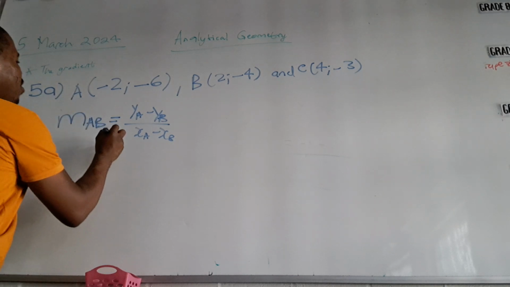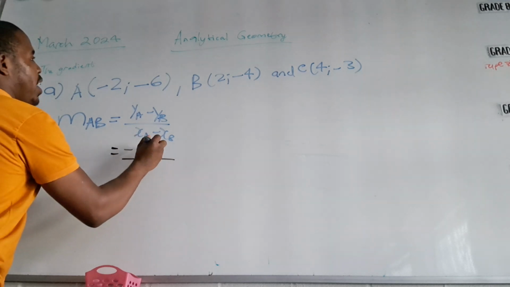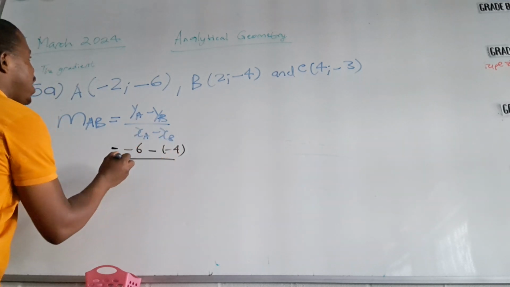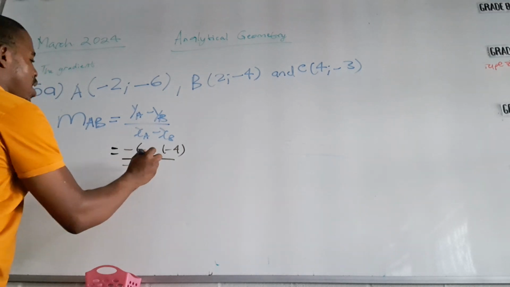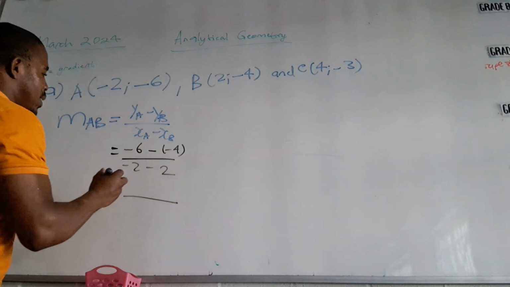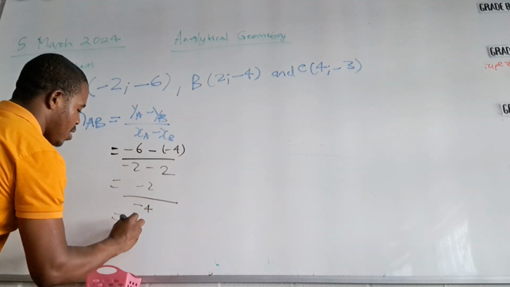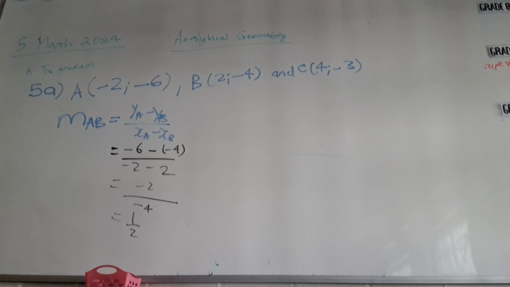Okay, y value of A is -6 minus the y value of B, -4, over x value of A, -2, minus x value of B, 2. So -6 plus 4, -2, over -4, which is positive a half. Positive 1/2.